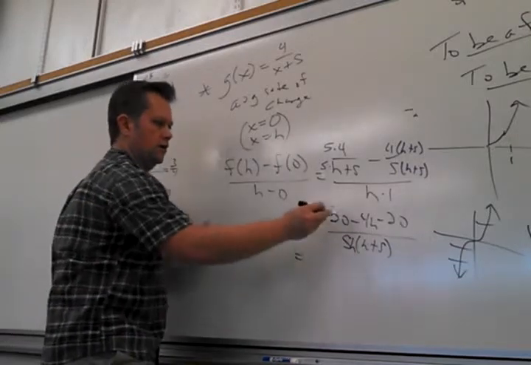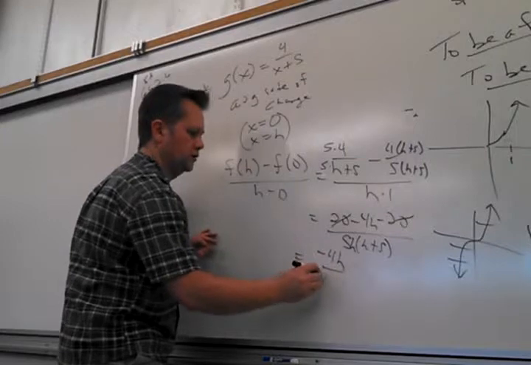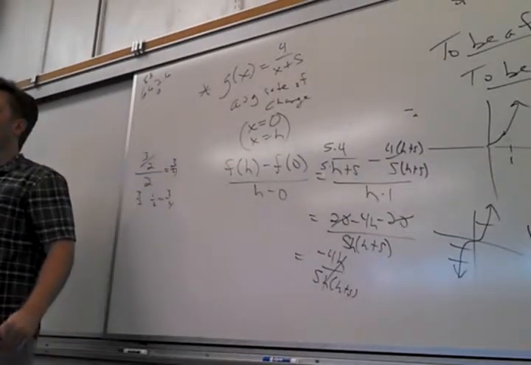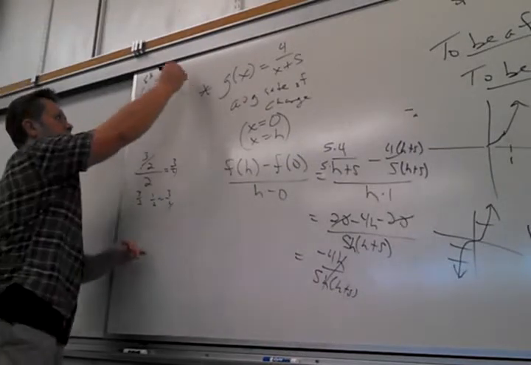Of course, what happens now? The 20s cancel. And of course, the h's cancel, so you get negative 4 over 5h plus 5. Is that cool? What problem is that? This is all Webassign. Alright.